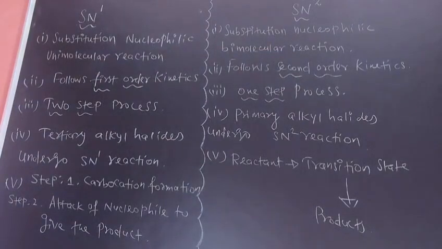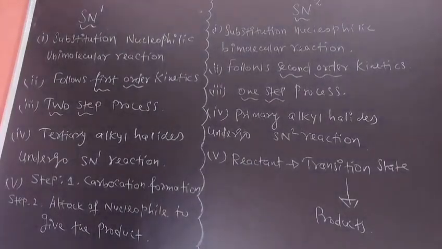Number 3, SN1 is a 2-step process, whereas SN2 reaction is a 1-step process. Generally, tertiary alkyl halides undergo SN1 type of reaction, but primary alkyl halides readily undergo SN2 type of reaction.